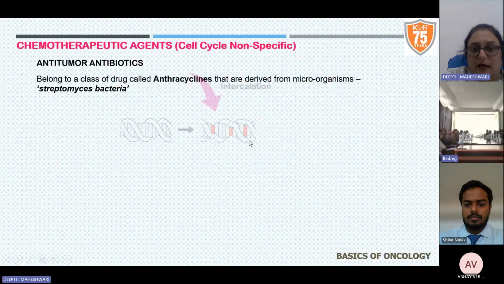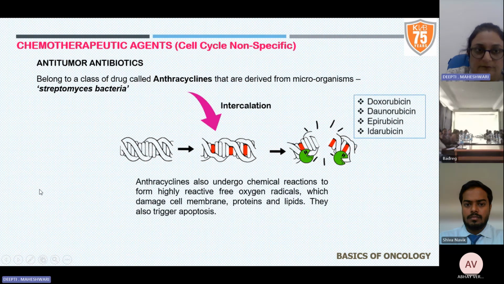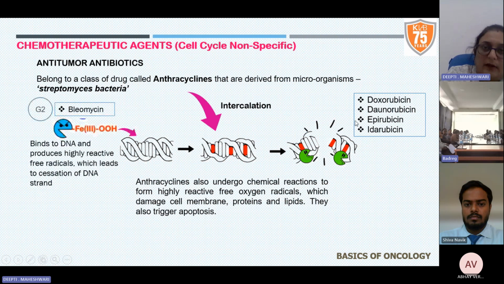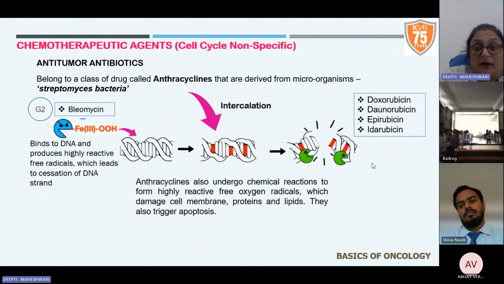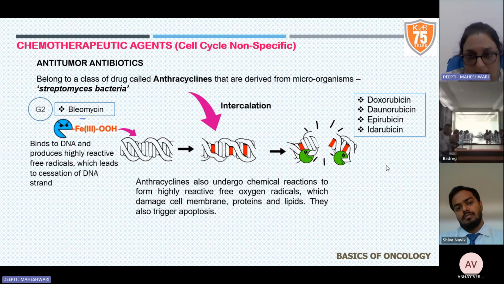Now we are coming to another class of drug called anti-tumor antibiotics. From the name itself, you can make out that they are a class of antibiotics, but they are not your regular antibiotics. These anti-tumor antibiotics are also called anthracyclines, and they are derived from a microorganism called Streptomyces bacteria. Therefore, they have been given the name antibiotic, but their action is anti-tumor in nature. Therefore, it is anti-tumor antibiotic.